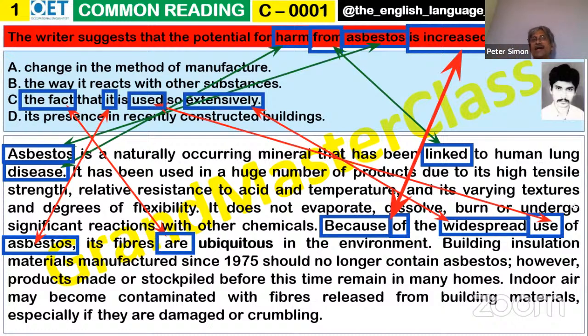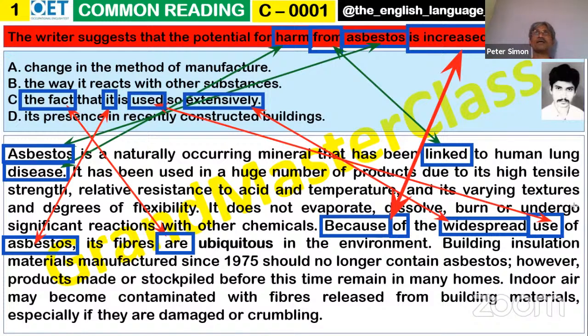Asbestos is a naturally occurring mineral that has been linked to human lung disease. Means it is proved. Linked means connected. The connection is proved. Linked means connected, means proved. The study is already proved. That is the meaning here. Link has been established. It has been linked. Link has been established here to lung disease.